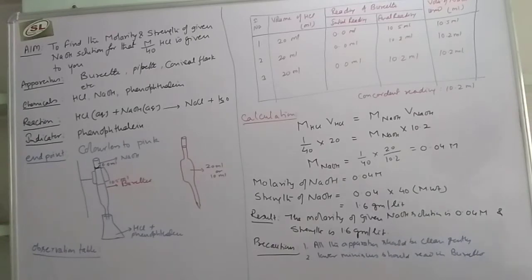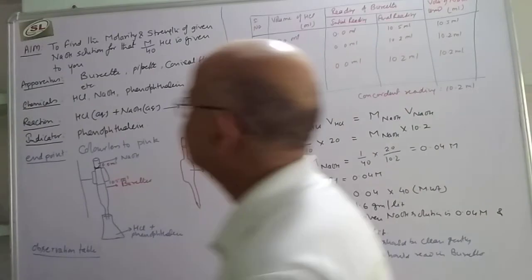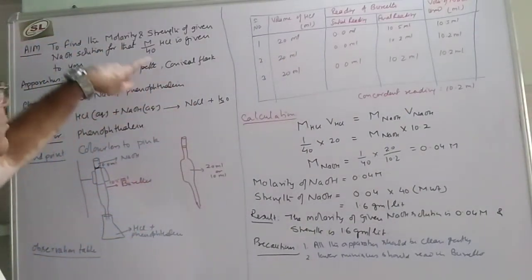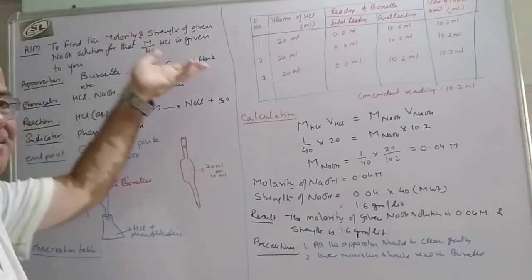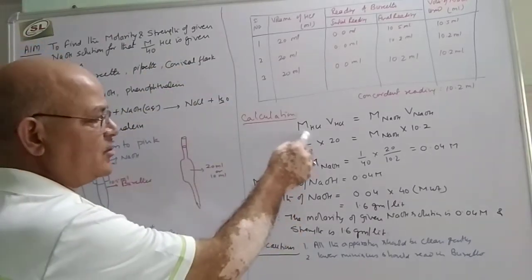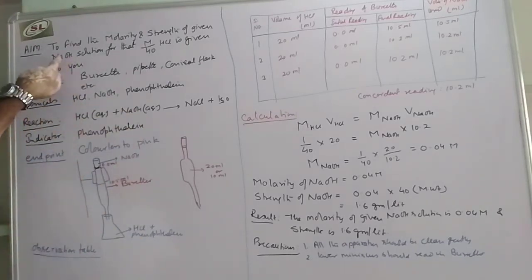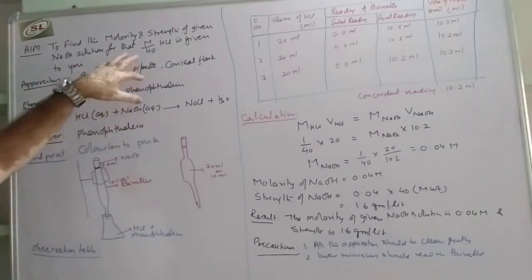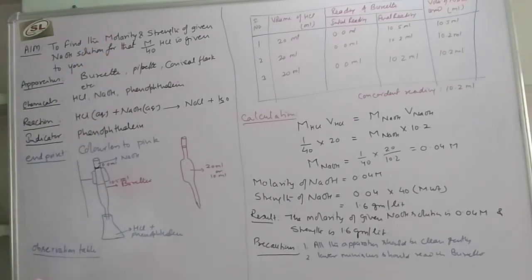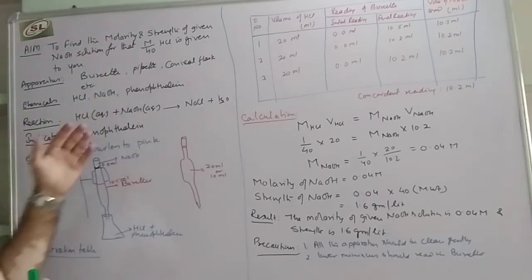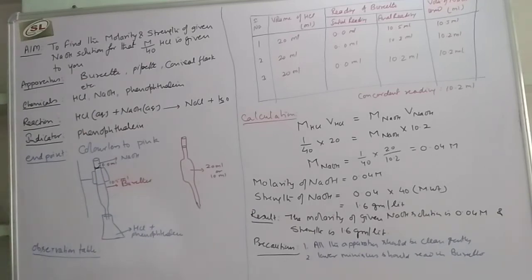And two or three precautions we also have to write when we are writing the whole practical: all the apparatus should be cleaned gently, and the lower meniscus should be read in the burette. It is not necessary that this molarity will always be given. This molarity may change, so we will change this value according to the aim. It is also not necessary that we always want to find the molarity and strength of NaOH. It may sometimes be reversed. In this way we can write down this neutralization titration in our lab file.